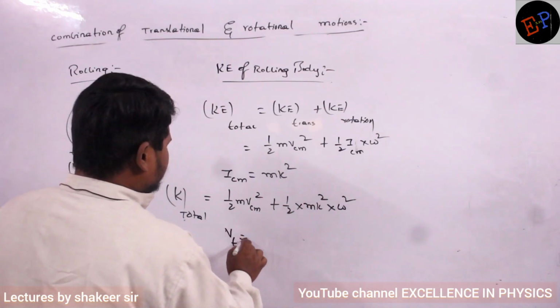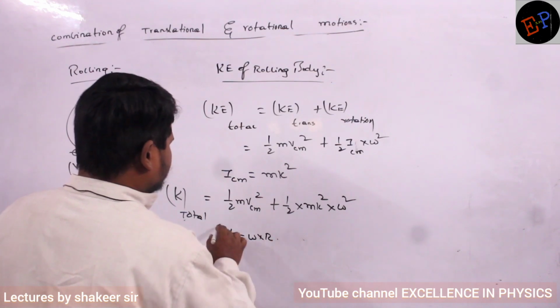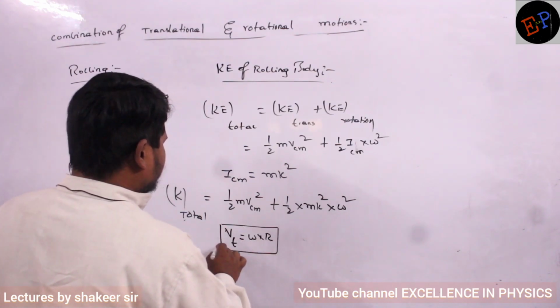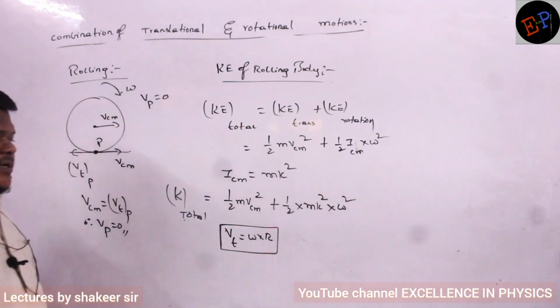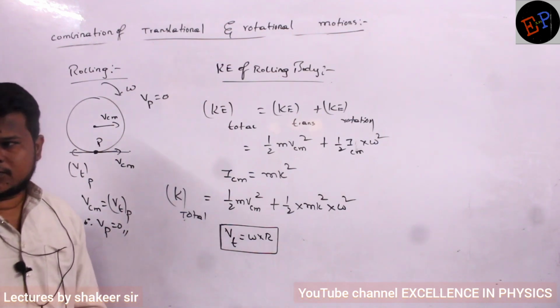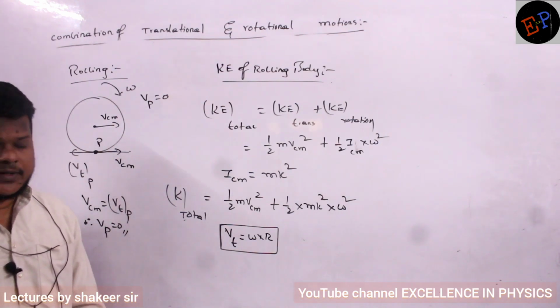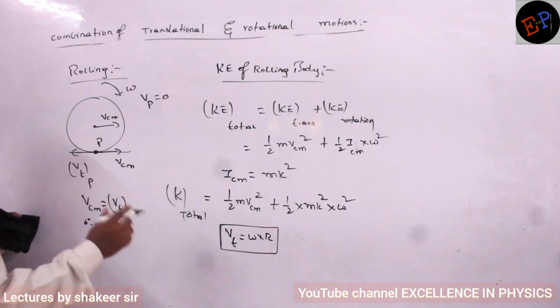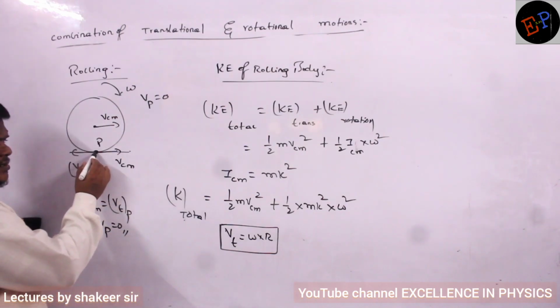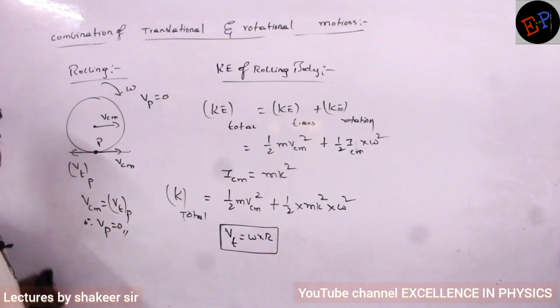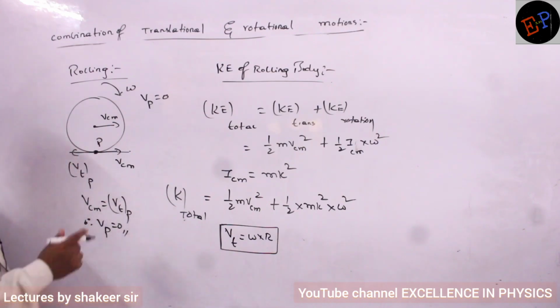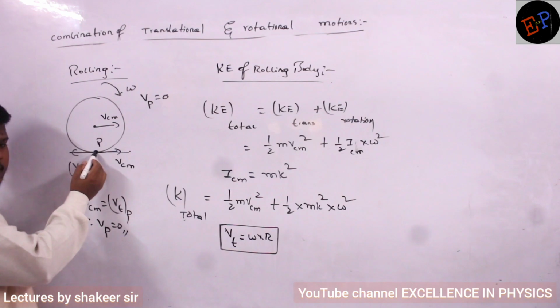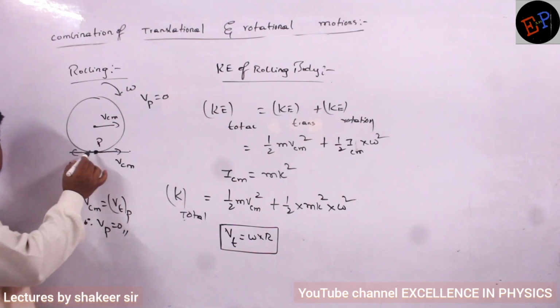V tangential is equals to omega into r. This relation also I can write now. Tangential speed is equals to omega into r. Now see here, let us consider this point to be our temporary axis of rotation. I can consider this point to be my temporary axis of rotation.